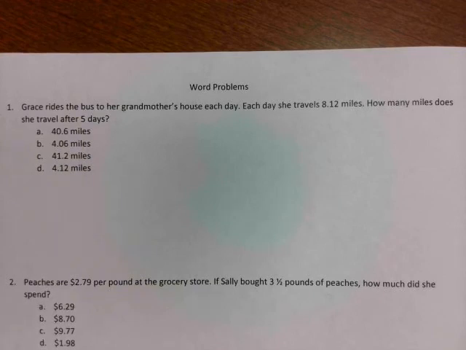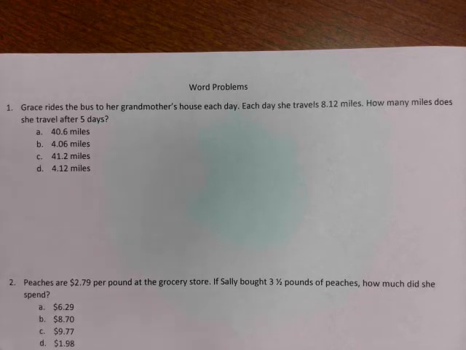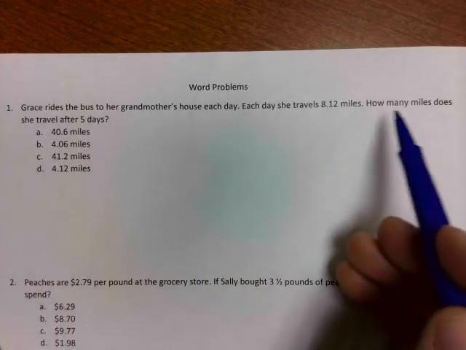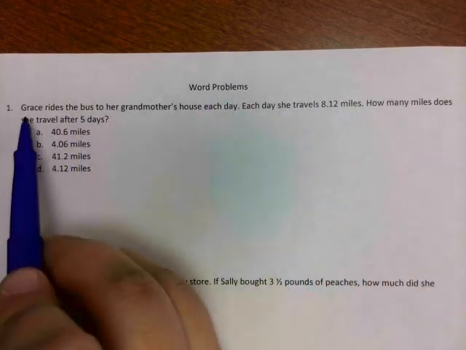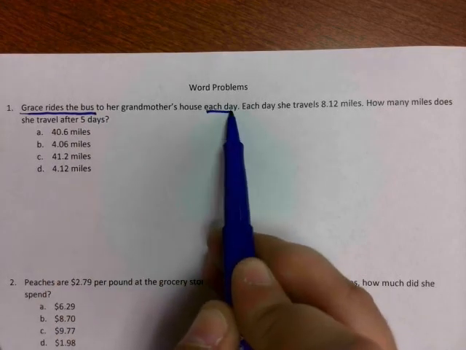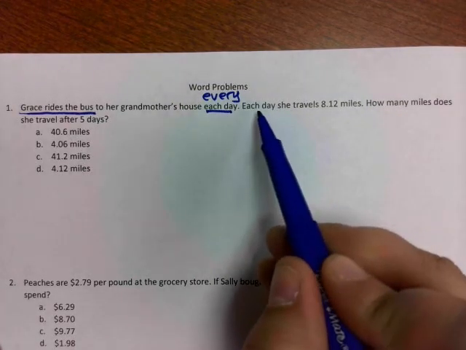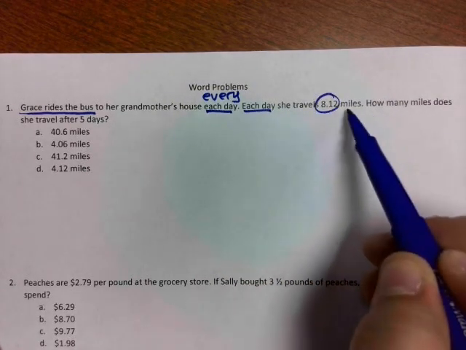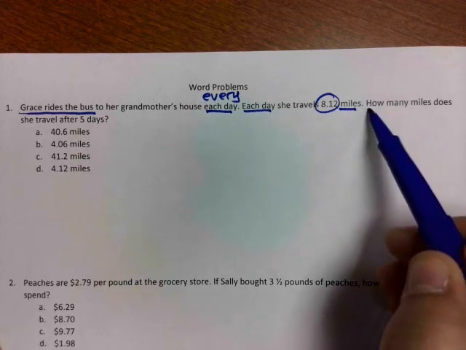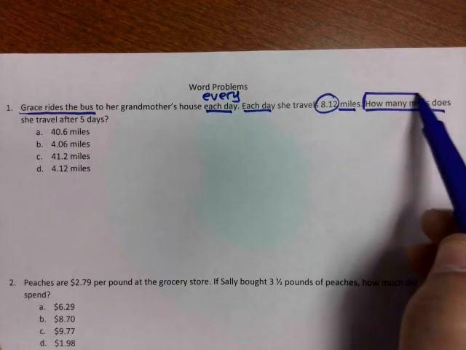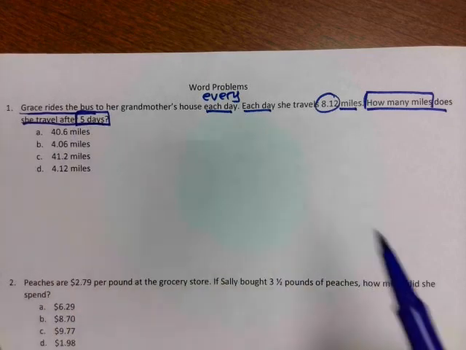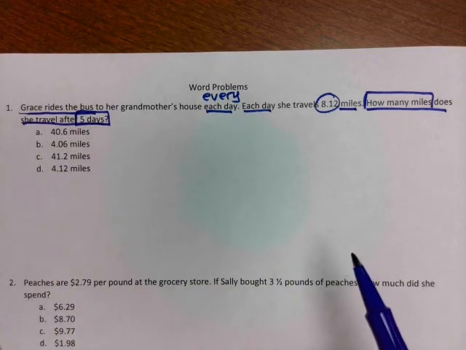All right. So number 1 says, Grace rides the bus to her grandmother's house each day. Each day she travels 8.12 miles. How many miles does she travel after 5 days? First of all, I'm going to look at this question and try to find my important information. We know that Grace rides the bus each day. Each day basically means every day. Each day she travels 8.12 miles. The question says, how many miles does she travel after 5 days? So we want to know how far she'll travel after 5 days.